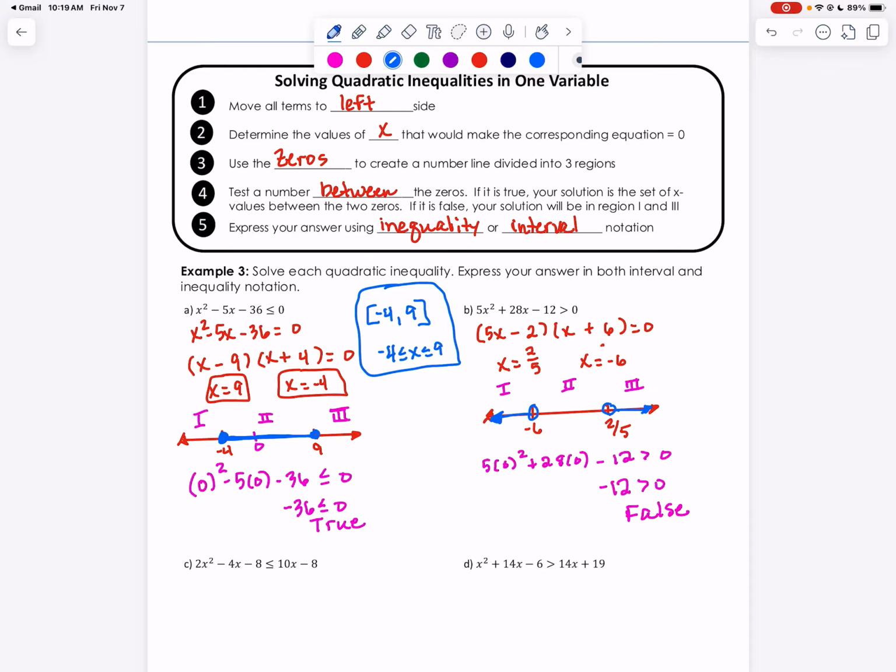All right. So to write this in inequality notation, which I'm going to need a little room here, interval notation would be negative infinity to negative 6 using parentheses, or 2/5 to positive infinity. So there's my interval notation. For my inequality notation, I would say x is less than negative 6, or x is greater than 2/5. So there are 2 different ways you might see the answer expressed on a test.